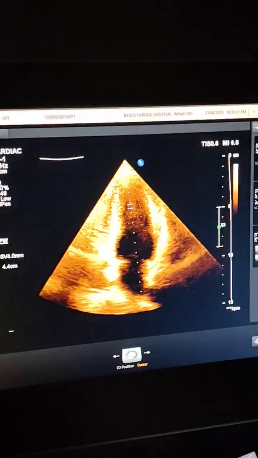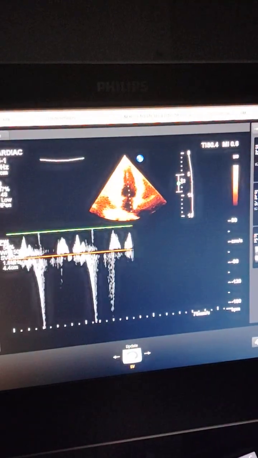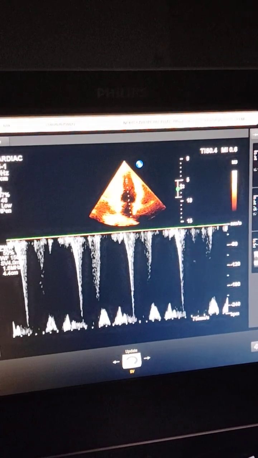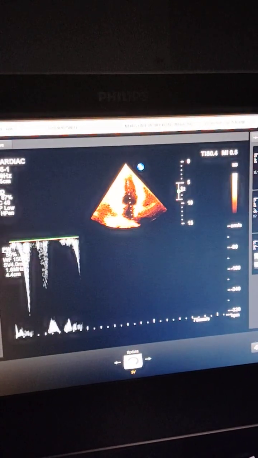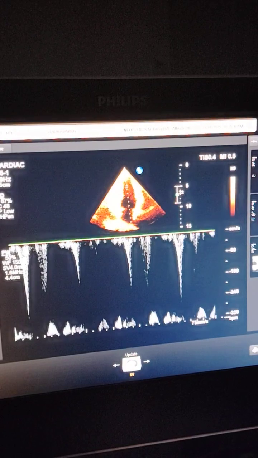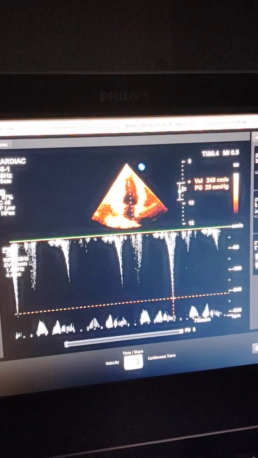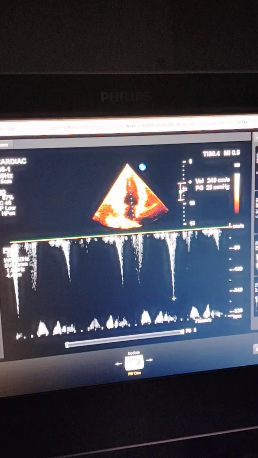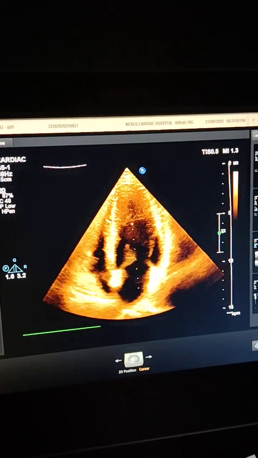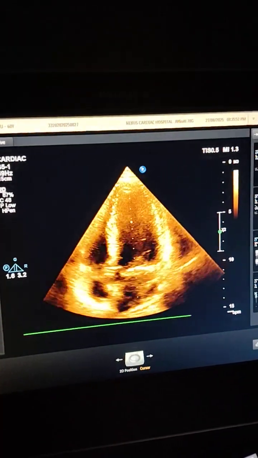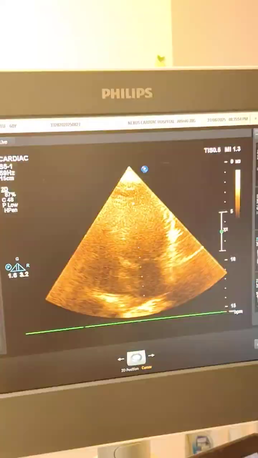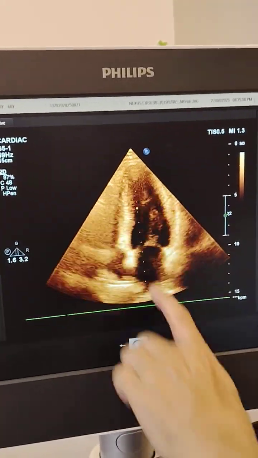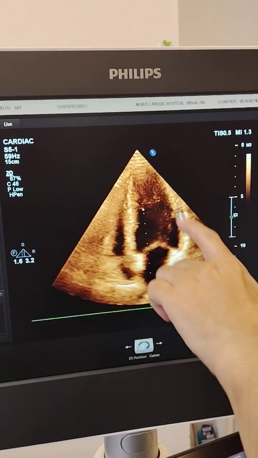So again we like to measure the gradient: 24, 25. So it is a significant gradient in the intracavitary of the left ventricle near the apex. There is also a shiny appearance of the interventricular septum, and the posterior wall as well.